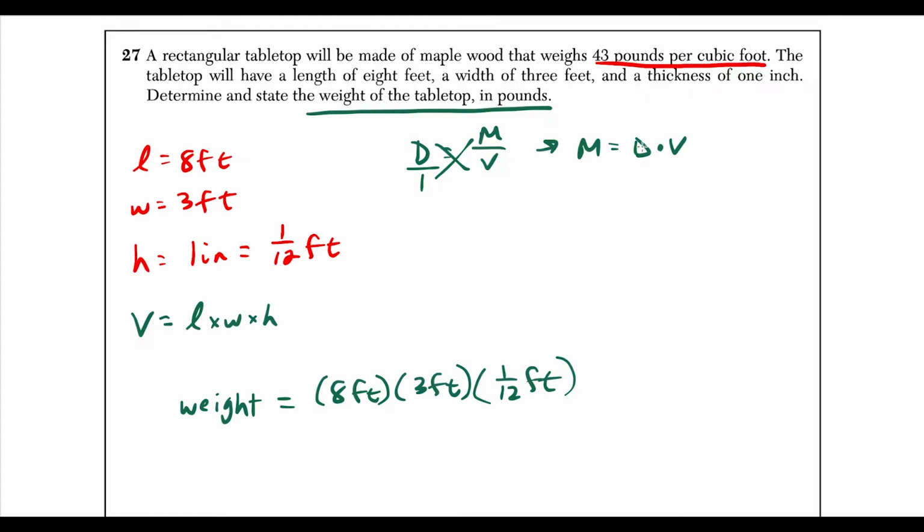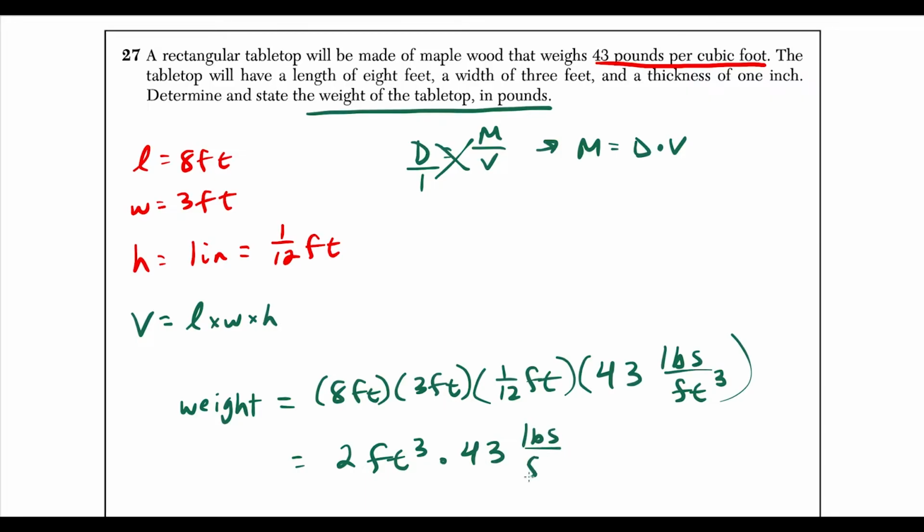times the density. So the density here, we're saying, is 43 pounds per cubic foot. In cubic feet, we write as feet to the 3rd power. Now, how does this cancel out? Well, just notice feet times feet times feet is cubic feet. So I can just say here 8 times 3 is 24, and 24 times 1 over 12 is 2. So I have 2, and then feet times feet times feet, once again, is cubic feet. And then we have times 43 pounds per cubic feet.